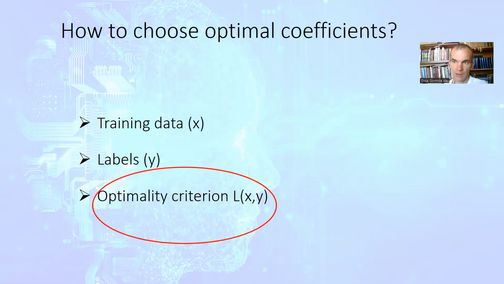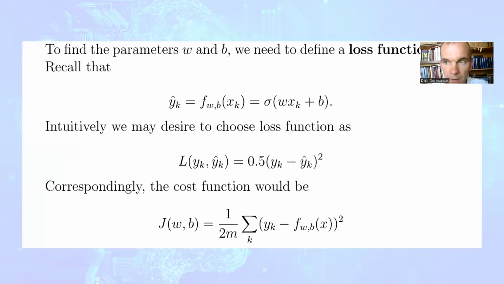Of course, as in any classification task, any machine learning task, we must have training data, we must have labels for them, and we must have some optimality criterion. And intuitively, we can use a loss function, the function of loss. It should be very low if we have a good approximation of our data, of labels, and it should have a large value when our approximation is poor.